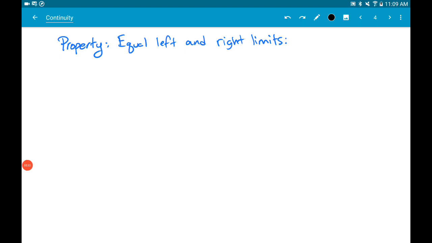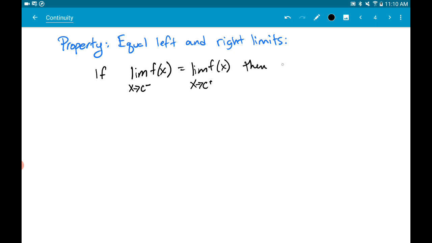All right, property of equal left and right limits. I'll just go through this real quick. What this says is that if the limit as x approaches c from the left equals the limit as x approaches c from the right, then the limit as x approaches c of f exists.